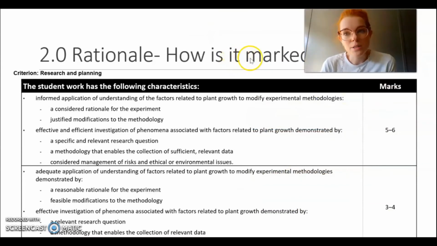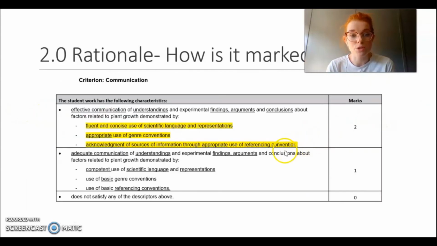Okay, this is how it is marked. So for ours, we have our IS and G, and there's a criteria called research and planning. So you can see on the side, there's marks here. It's 5 to 6 or 3 to 4. When you're looking at this, there's different sections of this. So I'm going to focus mostly on the 5 to 6 because that's what you should be focusing for. Then you also have your communication that's marked all throughout the essay.